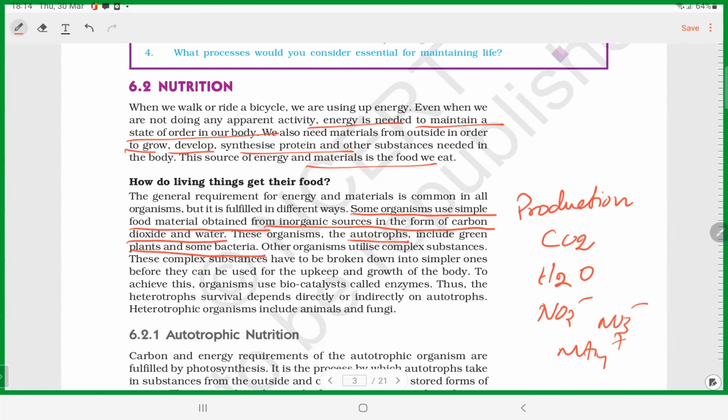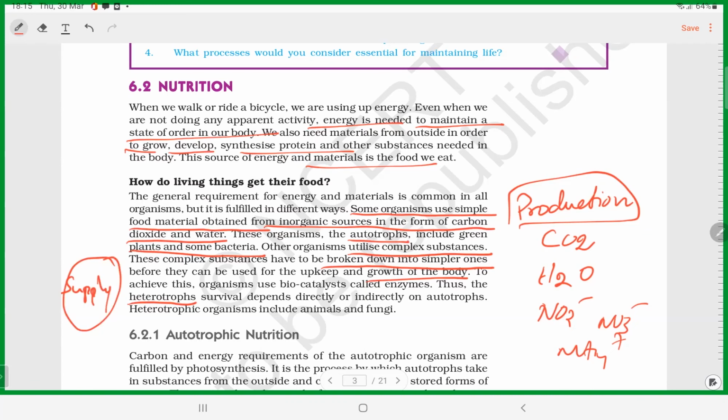Plants and some bacteria. Okay? And then other organisms utilize complex substances. These complex substances are broken down into simple substances and help in the growth of the body. These organisms are called what? Heterotrophs. Okay? Here, when we say production, what is it here? Supply.